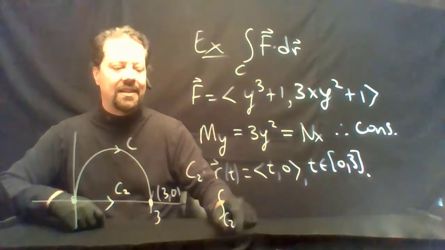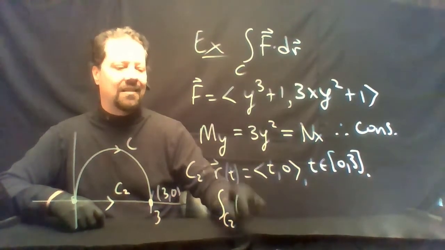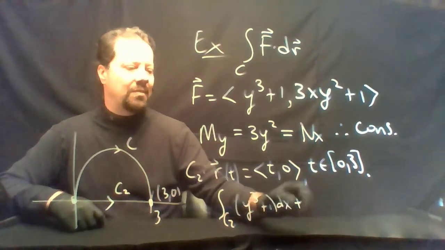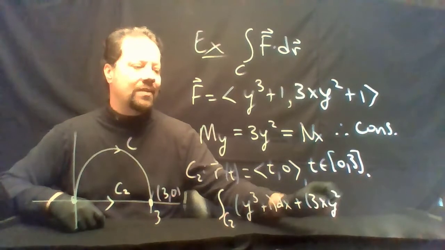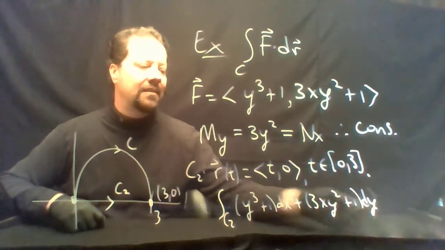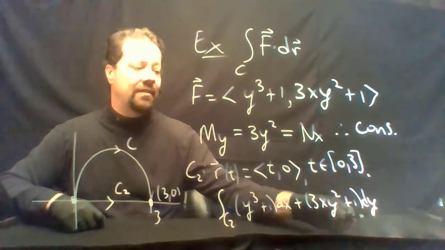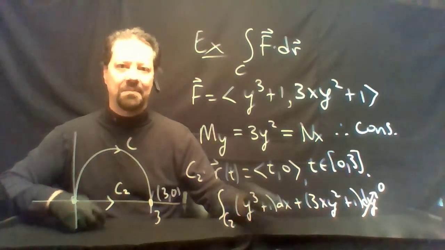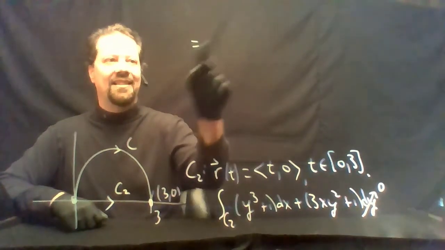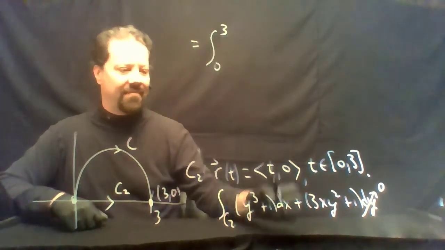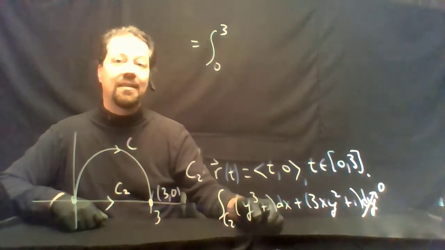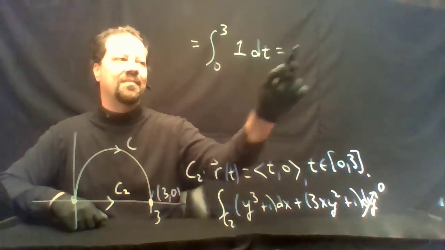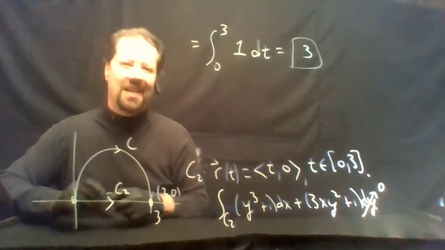I'll integrate on C2, F dot dr. That's going to be y cubed plus 1 dx plus 3xy squared plus 1 dy. On this curve, dy is 0. dx will be equal to dt. We'll have then the integral from 0 to 3. Y is equal to 0. We'll integrate 1 times dx, and dx is dt. So the answer is 3.